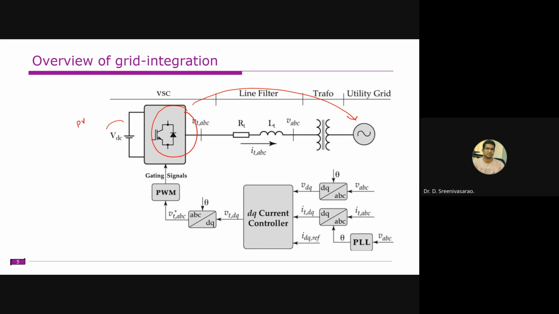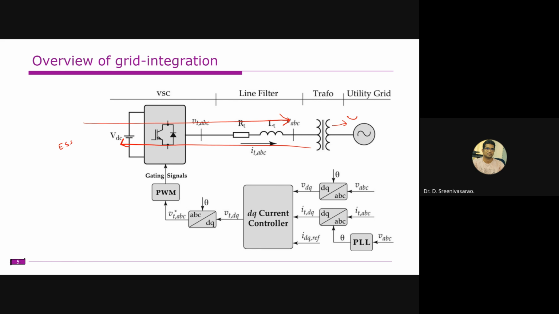It is producing some current and injecting some power. We need to inject whatever power is generated into the grid. Or else, let us assume we have an energy storage system. In this case, the power is bidirectional, right? So depending on your requirement, we need to inject power into the grid, or else we need to charge the battery from the grid.